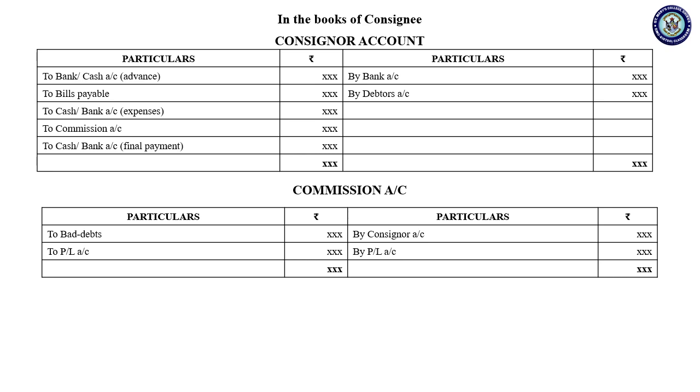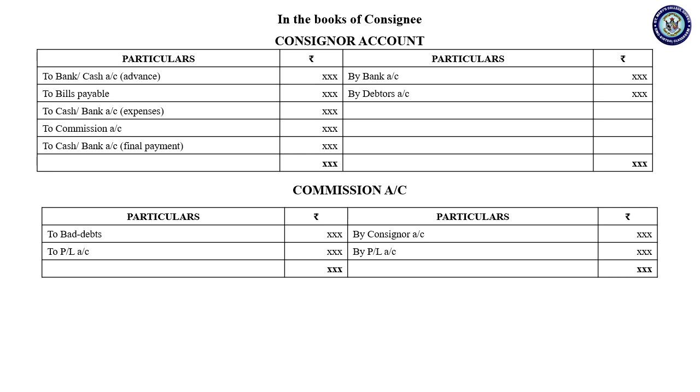The next to last one is the commission account, where first you write by consignor, because in the consignor account you have written to commission. So in the commission account it is by consignor. If del credere commission is paid, then you have to adjust the bad debts from there, so it is on the two sides. The difference will be transferred to the P&L account, either by P&L account or to P&L account. Okay, this is about the format.